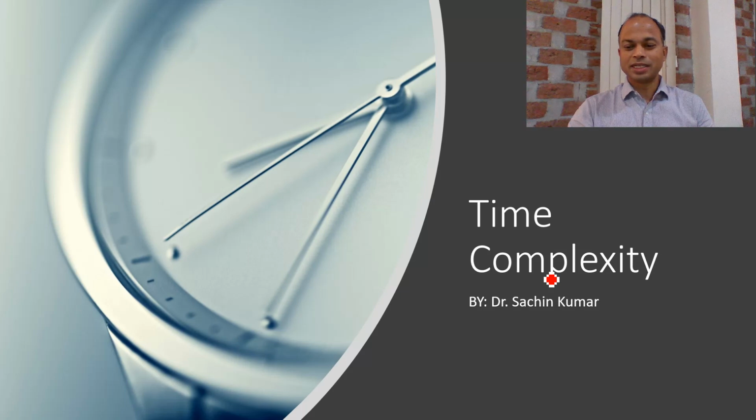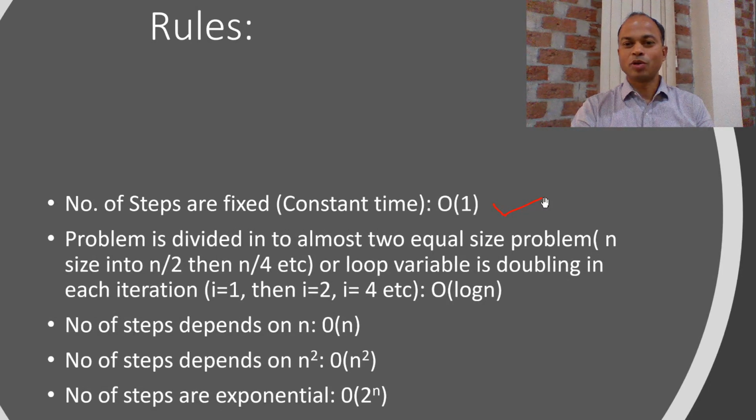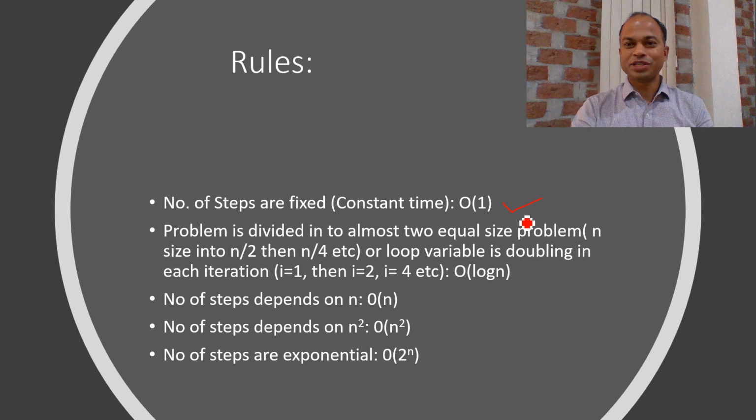What are these rules I am presenting now? The first rule depends upon the number of fixed steps. If your algorithm is executing in a fixed number of steps, then there will be constant time complexity. In this case, we can write that complexity is order of 1. I mean, the number of steps is fixed. The number of steps is not varying. The number of steps does not depend upon any variable like n. So in this case, complexity is order of 1.